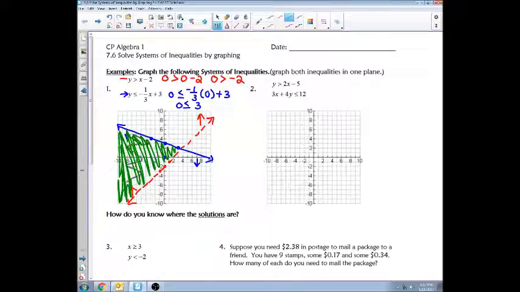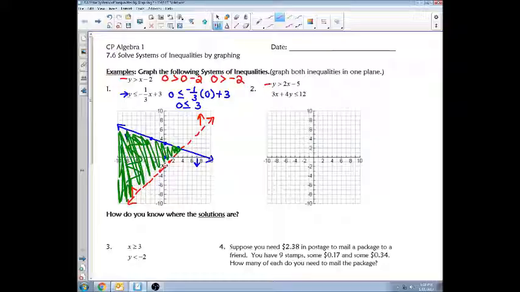So what we have for our solution set is the blue line, everything below it down to our dotted red line. The dotted red line is not a part of the solution. It's everything above the dotted red line up to the solid blue line. Okay. On to number 2.